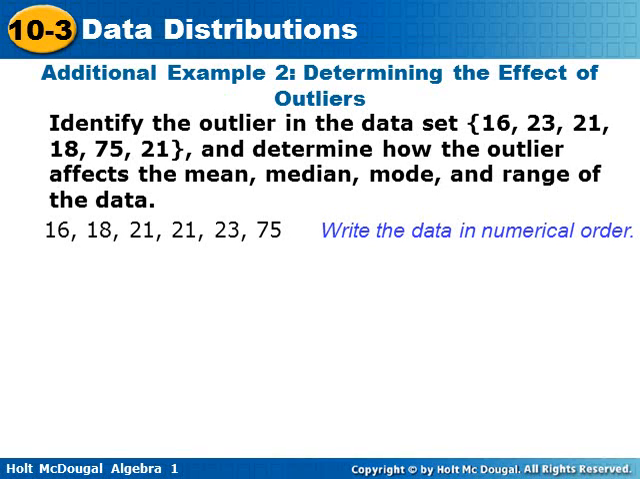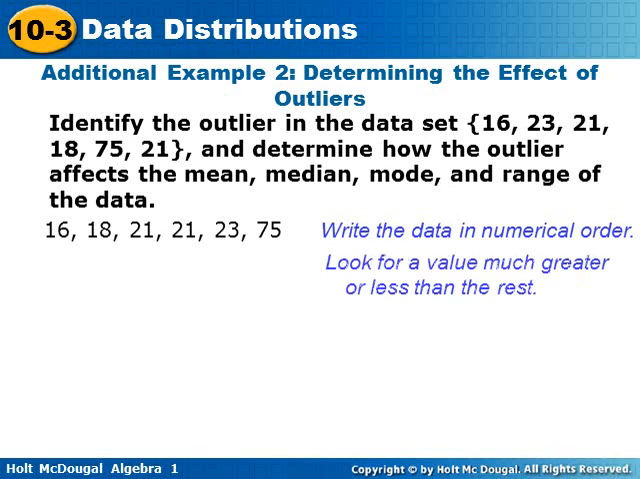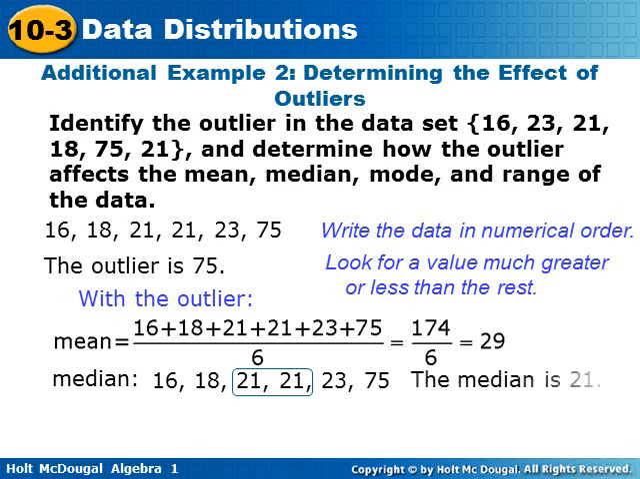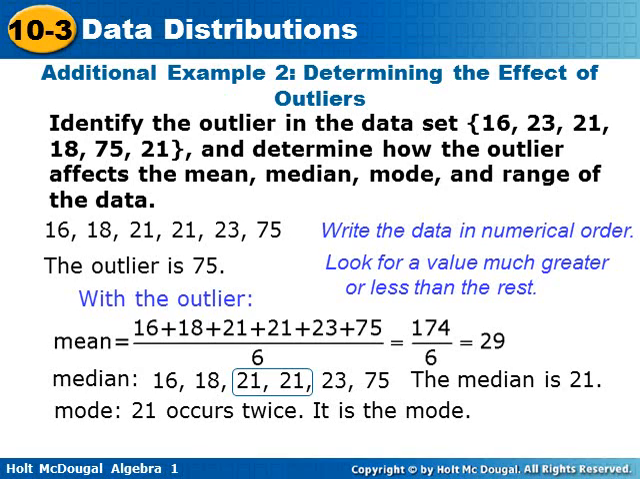You're going to write the data in numerical order, 16, 18, 21, 21, 23, 75. Look for a value much greater or less than the rest. The outlier in this data set is 75. With the outlier, the mean, adding together the numbers and dividing by how many there are, is 29. The median is 21. And the mode, 21 occurs twice, so that is the mode. For the range, 75 minus 16 equals 59.